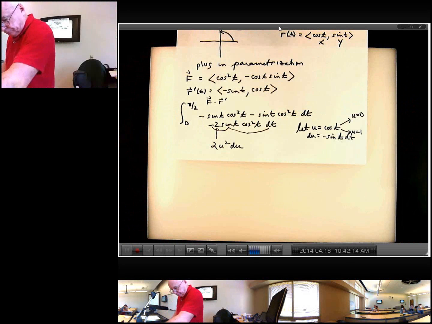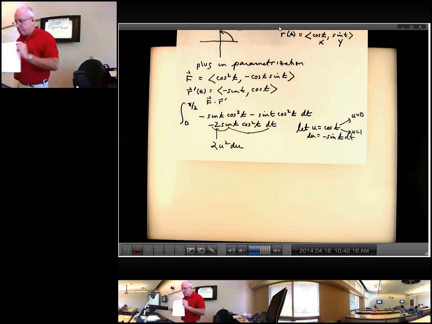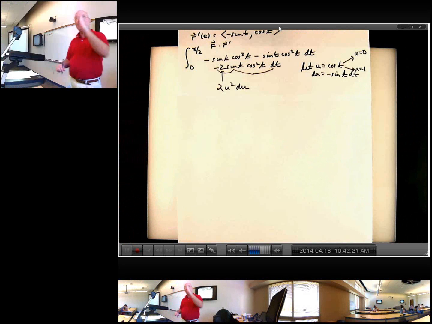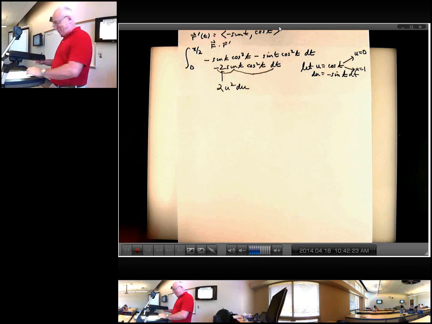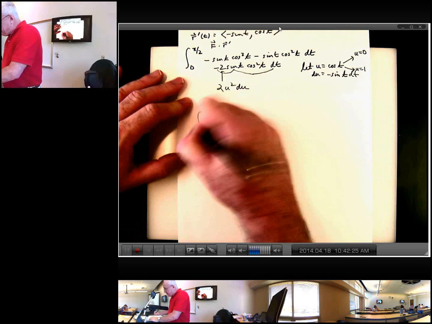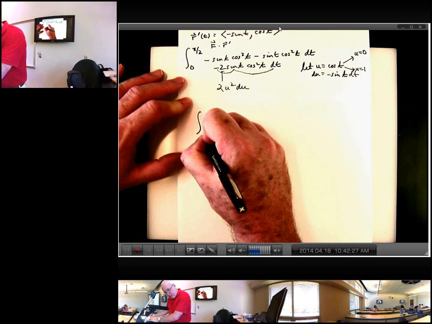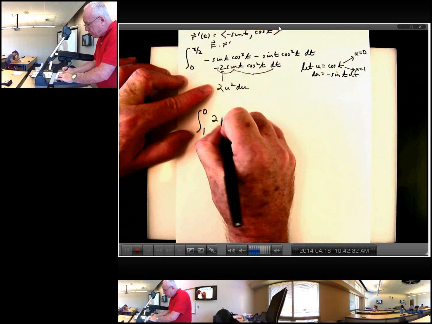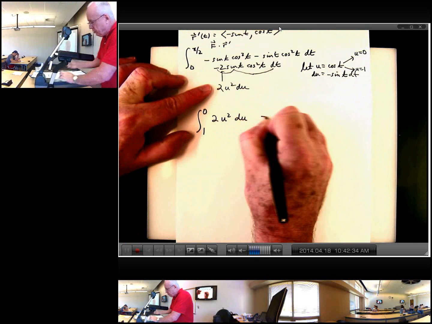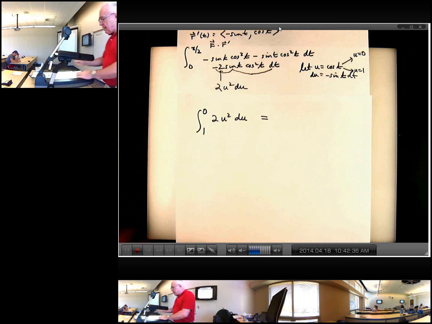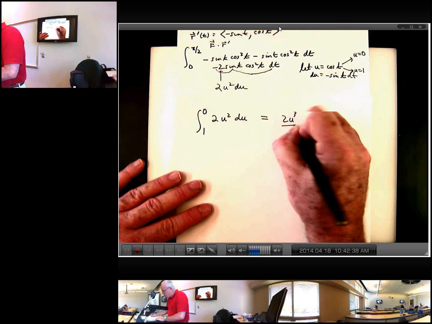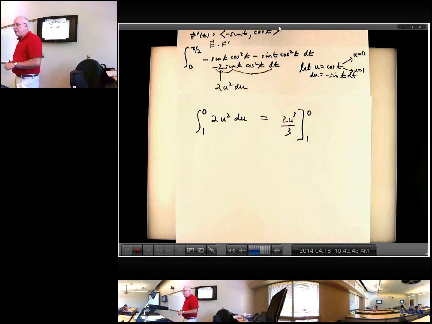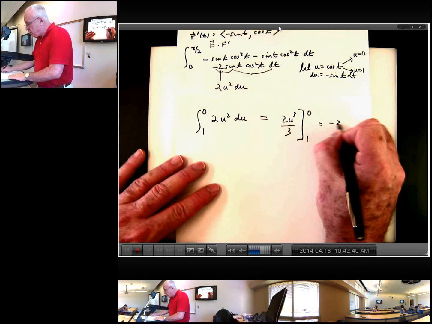All right. It is okay to have a smaller number as the upper limit of integration. So let's just rewrite this then. We're going to have 1 on the bottom and 0 on the top, and we're just integrating 2u squared du. That's going to be 2u to the third over 3 from 1 to 0, and that's going to come out to be negative 2/3.